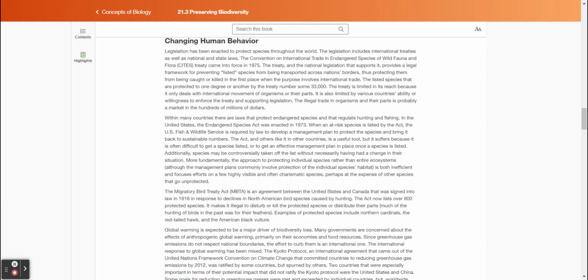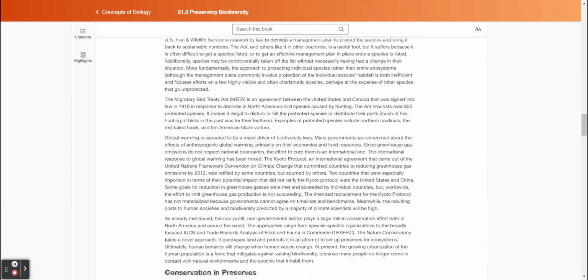because it is often difficult to get a species listed or to get an effective management plan in place once a species is listed. Additionally, species may be controversially taken off the list without necessarily having had a change in their situation. More fundamentally, the approach to protecting individual species rather than entire ecosystems, although the management plans commonly involve protection of the individual species' habitat, is both inefficient and focuses efforts on a few highly visible and often charismatic species, perhaps at the expense of other species that go unprotected.